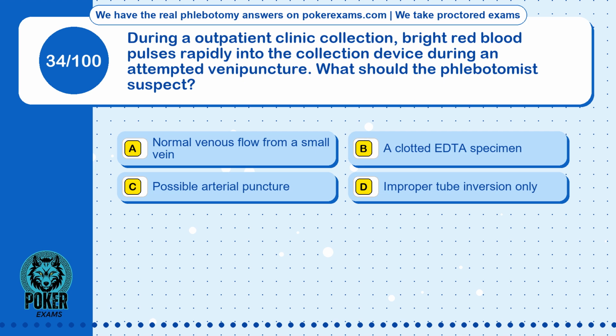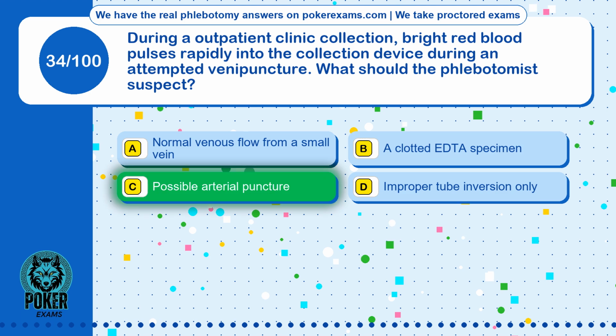Question 34. During an outpatient clinic collection, bright red blood pulses rapidly into the collection device during an attempted venipuncture. What should the phlebotomist suspect? Option A. Normal venous flow from a small vein. Option B. A clotted EDTA specimen. Option C. Possible arterial puncture. Option D. Improper tube inversion only.